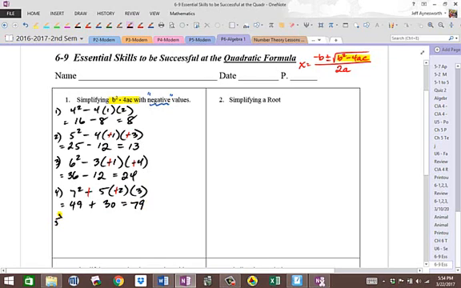Okay, next one here, try this one. Try 8 squared minus 4 times negative 5 times negative 2. How about that? Pause the video and give it a shot.